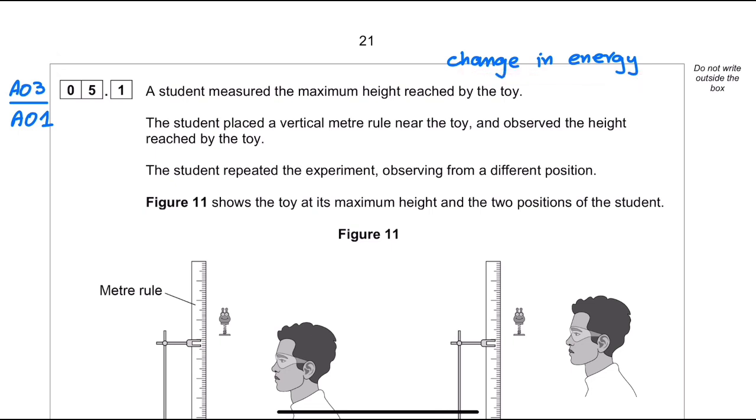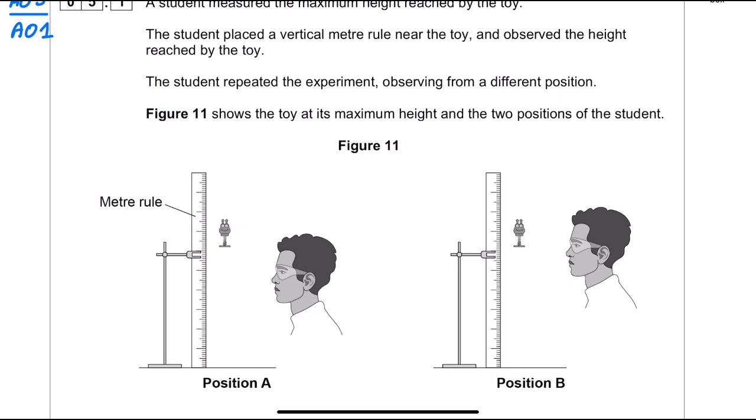A student measured the maximum height reached by the toy. The student placed a vertical meter ruler near the toy and observed the height reached by the toy. The student repeated the experiment, observing from a different position. Figure number 11 shows the toy at its maximum height and two positions of the student.